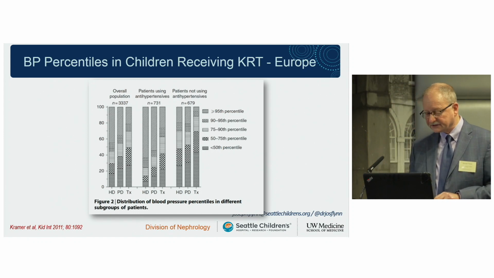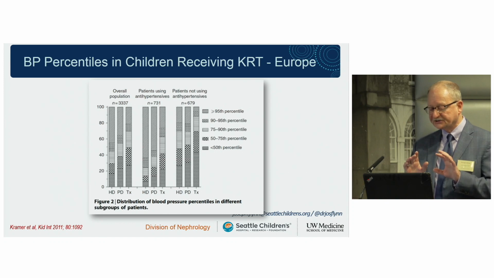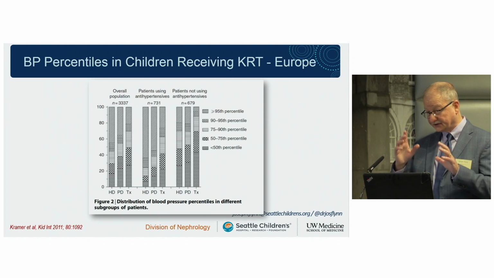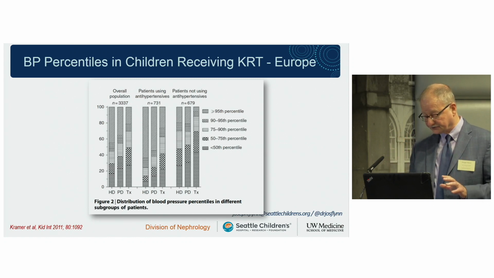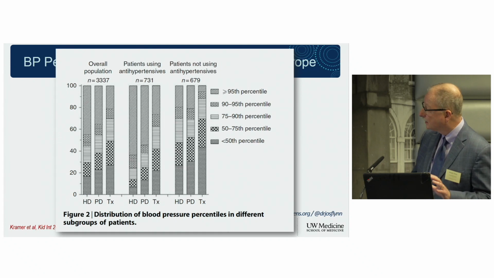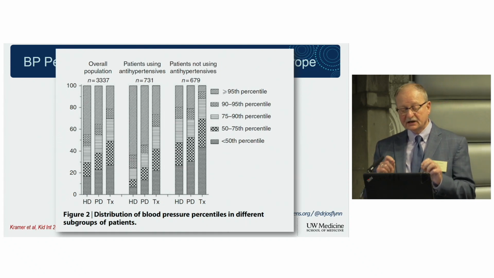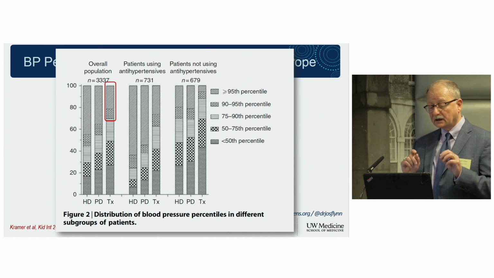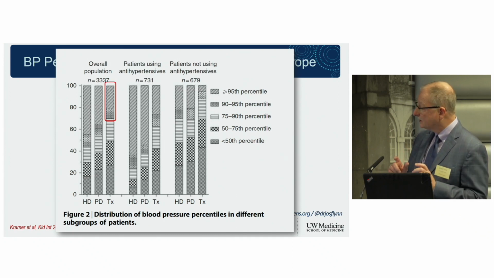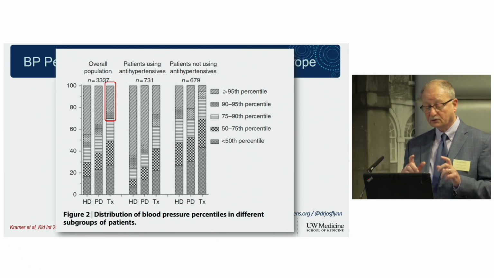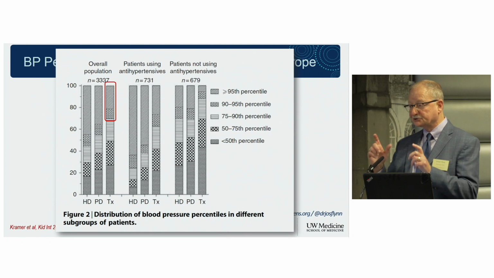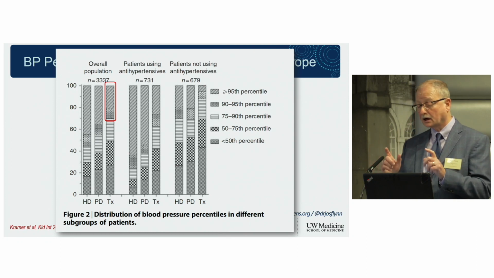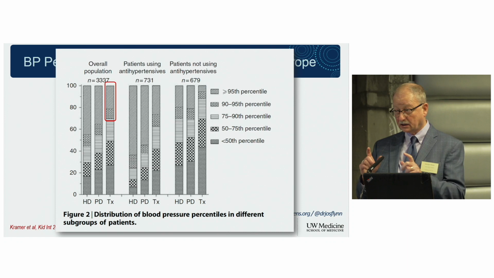And when they looked at just what the blood pressure distribution is, okay? So these graphs show the blood pressure distribution. I'll make this a little bit bigger for you to see. And just talking about the transplant patients, so about 30% of transplant patients overall had blood pressures, these are measured blood pressures that are 90th percentile or higher.